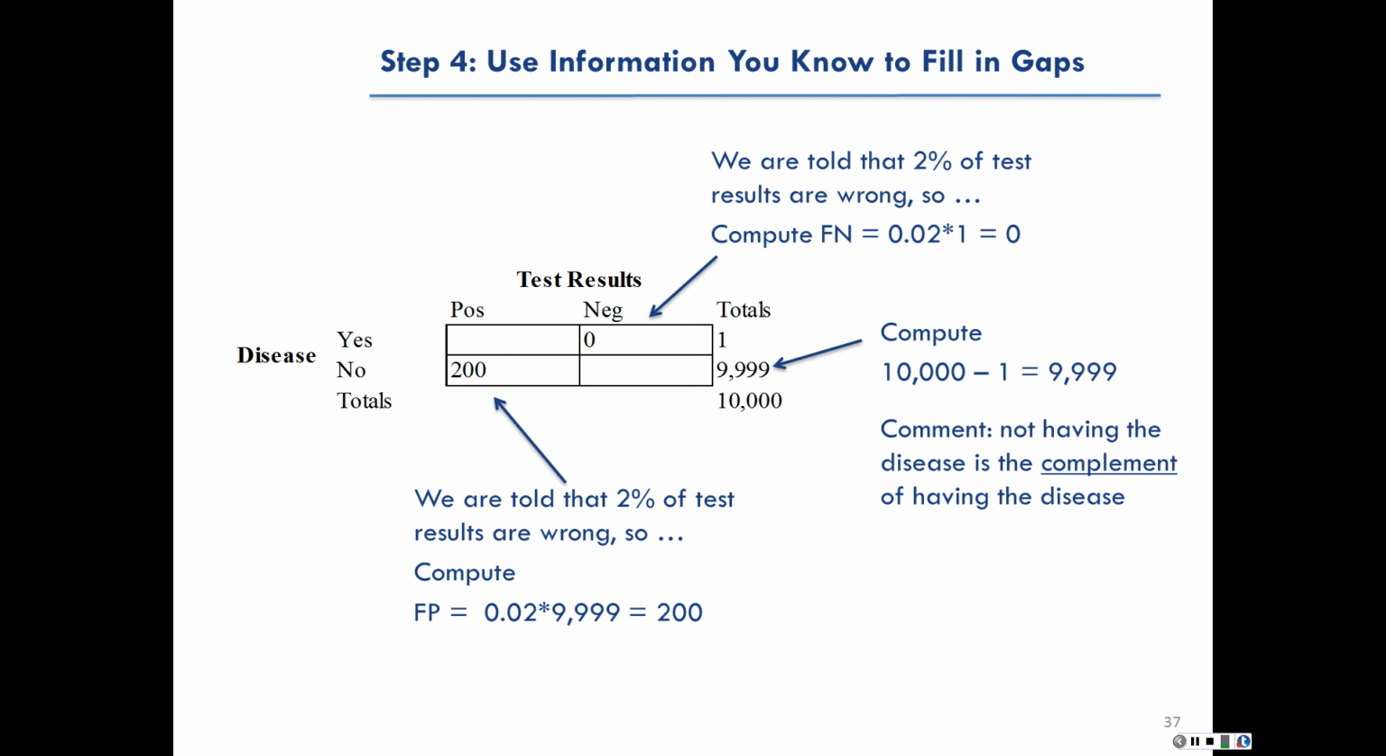For the false positives, though, if 9,999 people do not have the disease, 2% of those are going to show up as false positives having the disease. So when we multiply that together and round it, we get 200 people. And so you can see we're already able to start filling in this table.